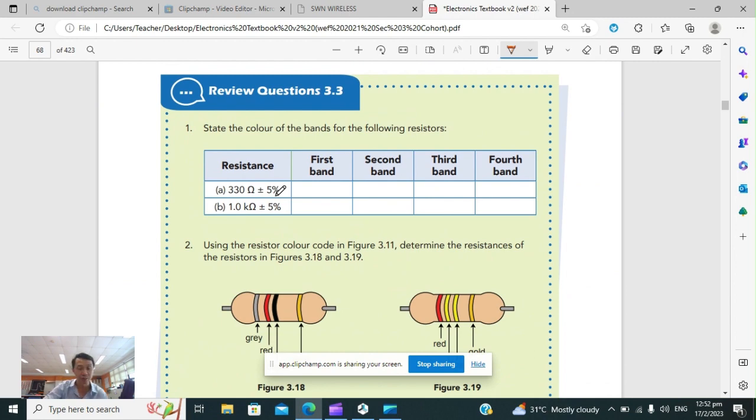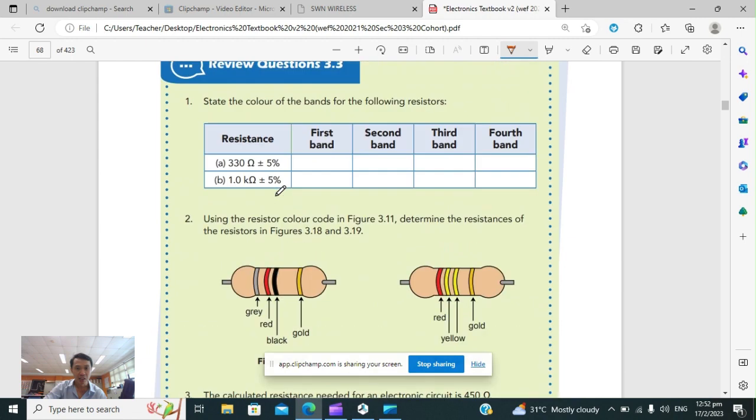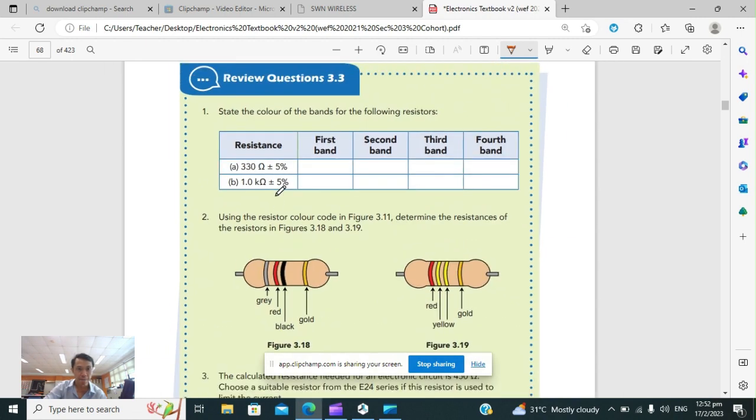Okay, so do this review question. Try to do it yourself. And then if you have any questions on this, you can come back and ask me. Maybe I'll do the first one for you in case you're not sure. They want us to write down the colors of the first, second, third, and fourth bands corresponding to 330 ohms. Straight away, for 5% tolerance, I know it because I remember it. It is gold.